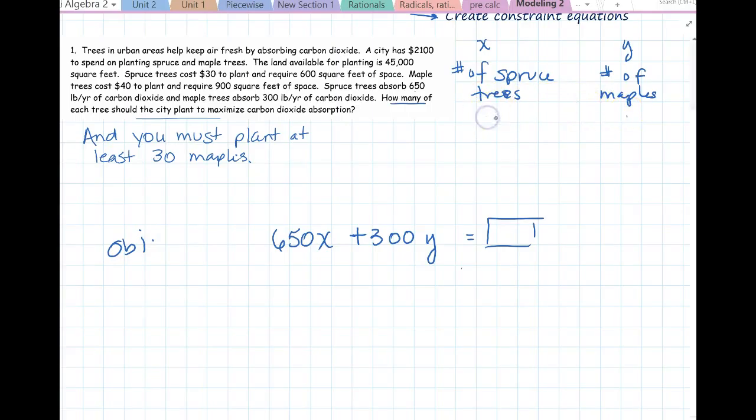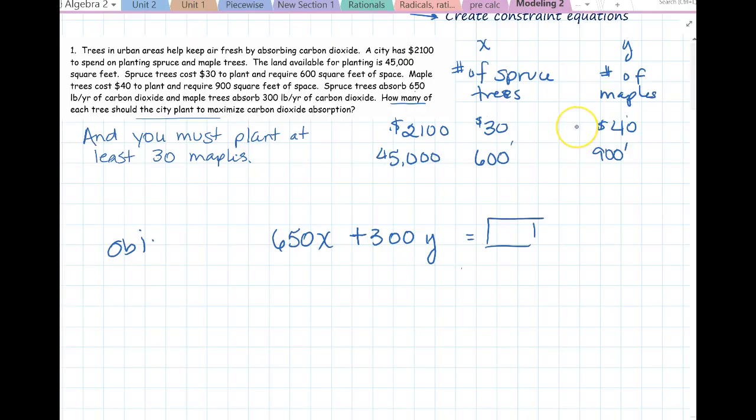So now I'm going to put the rest here under the appropriate column. They're talking about the city has $2,100 to spend. Okay, so they're going to spend $2,100. Spruce trees cost 30. Oh, this is going to help. So they cost 30, and the maples cost 40, probably because they're prettier. And then the spruce trees take 600 square feet. So I put 600 here. I'm not going to put the square, just feet. And then maples, 900 feet. And they get how much? Oh, the land available is 45,000.